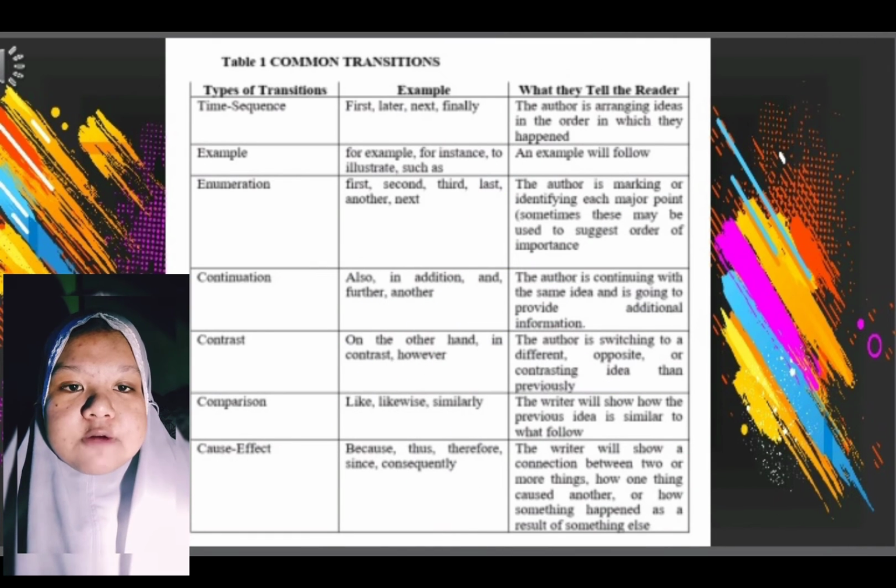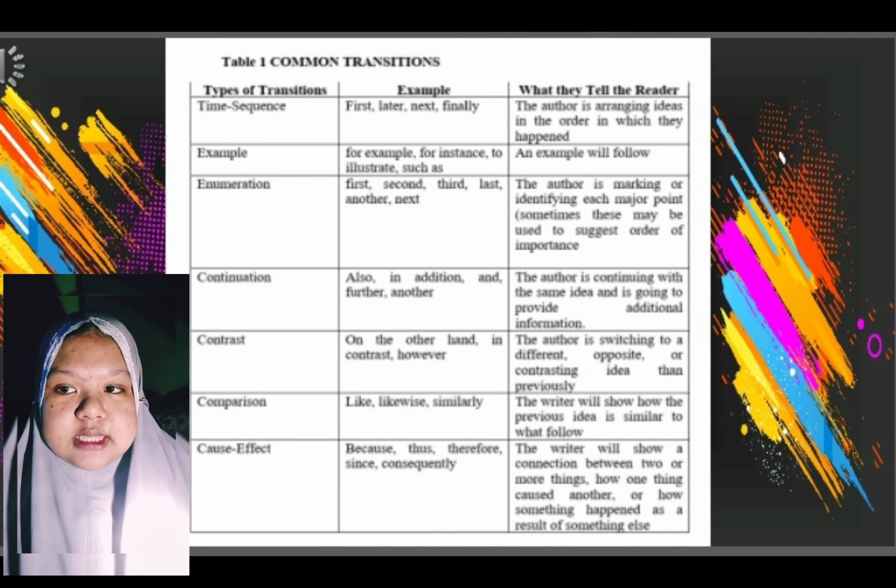These are the types of transition. The first type is time sequence. For example: first, later, next, and finally. What they tell the reader is that the author arranges ideas in the order in which they happen. The second is example. Examples are for example, for instance, to illustrate, and such as. What they tell the reader is that an example will follow.